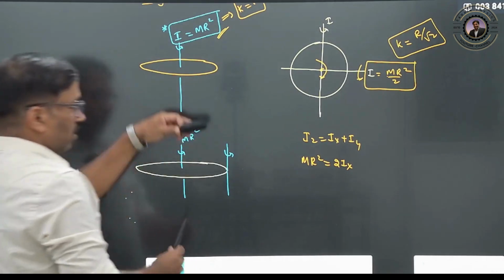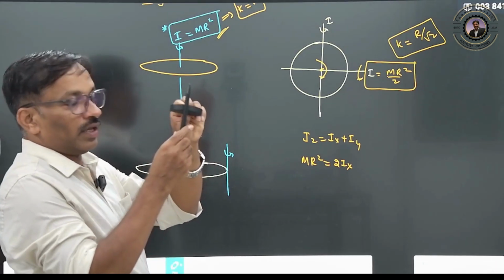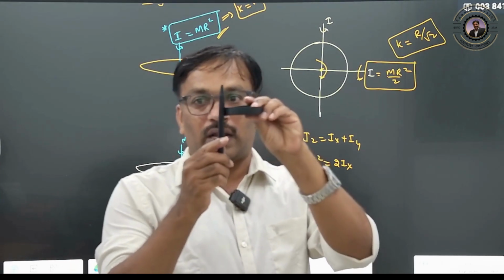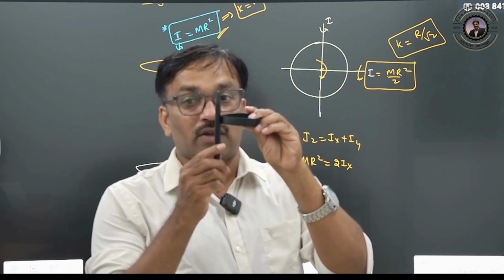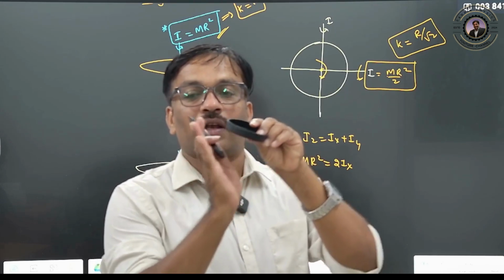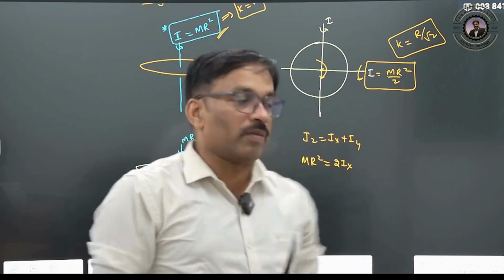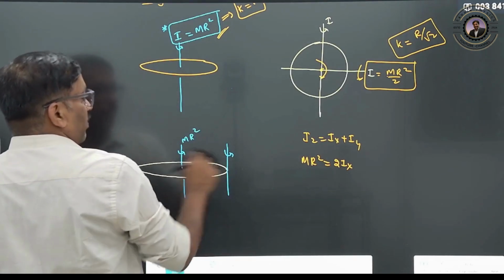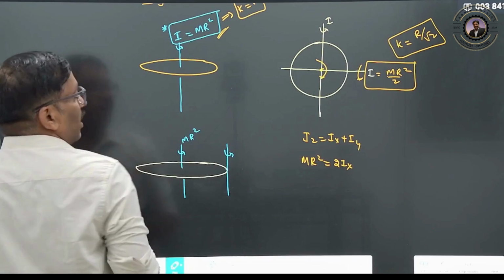That means this is your ring, and we want to rotate it like this. This is the axis of rotation, passing through the tangent and perpendicular to the plane. Therefore, you can use the parallel axis theorem now.